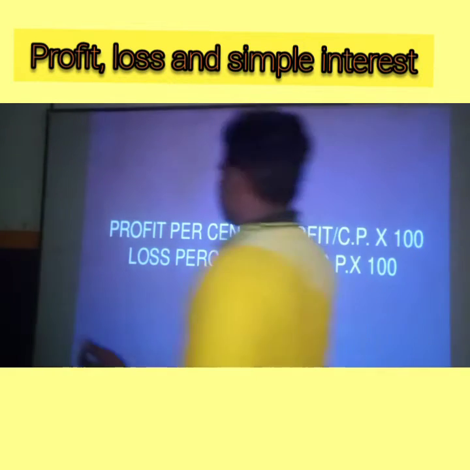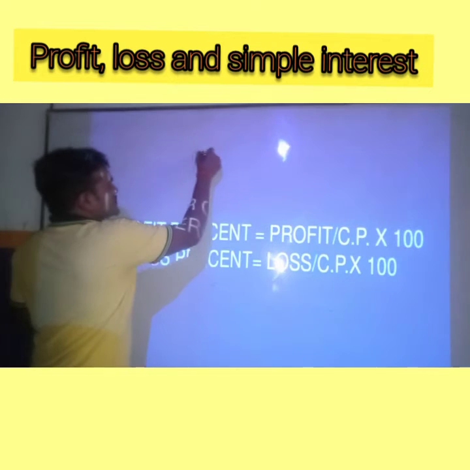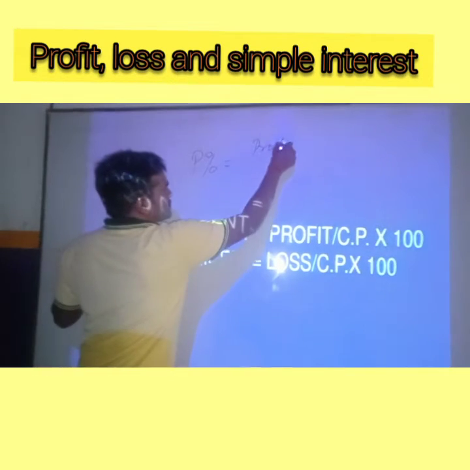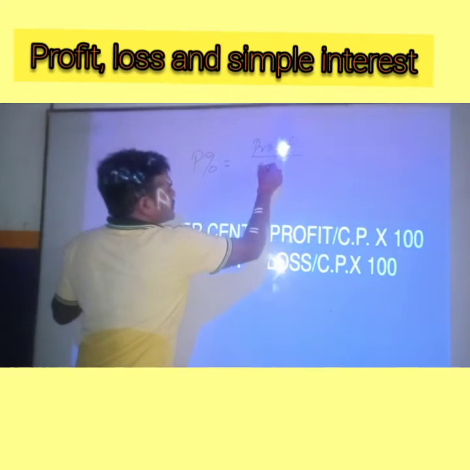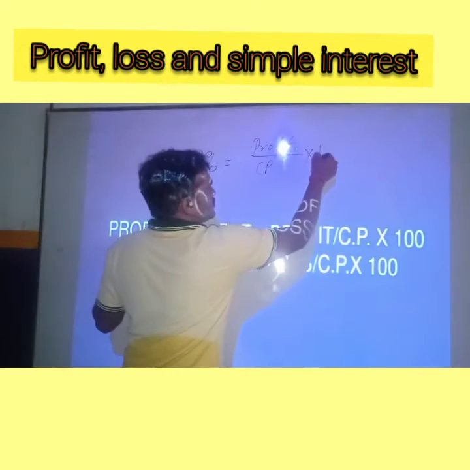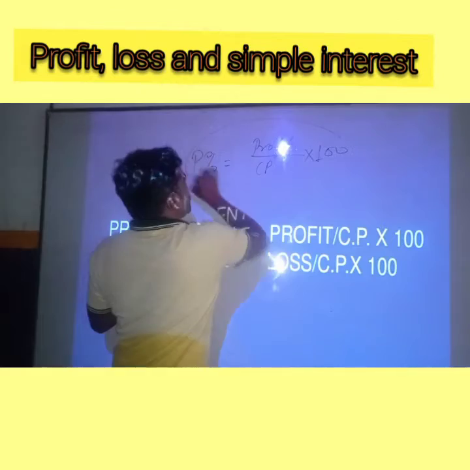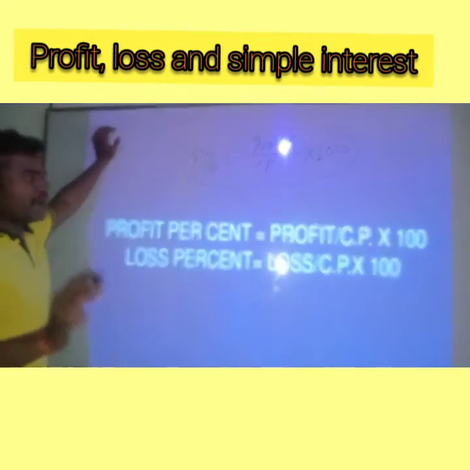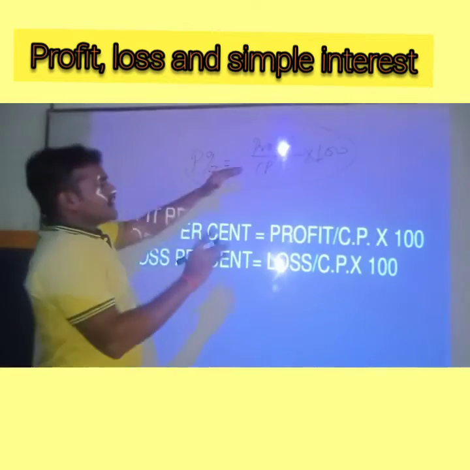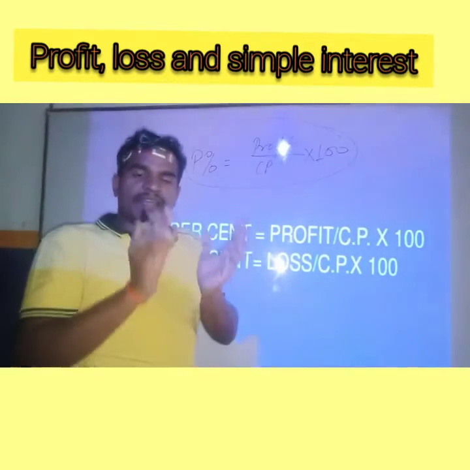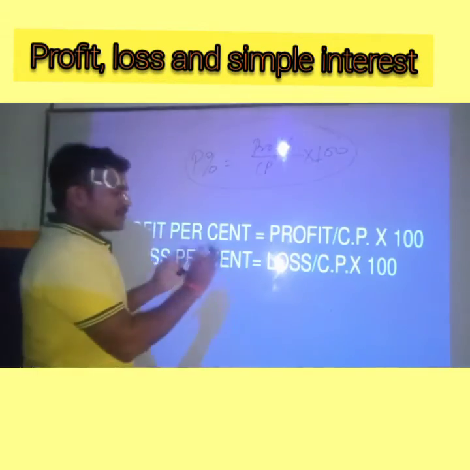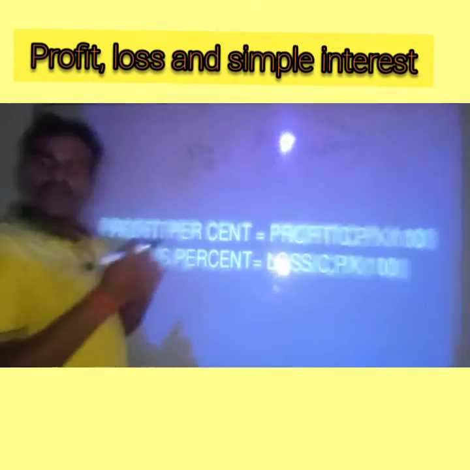So children, profit percent is equal to profit upon CP into 100. Profit percent is equal to profit upon CP into 100. It means, children, profit is always found on the CP, and likewise loss is also found on the CP.